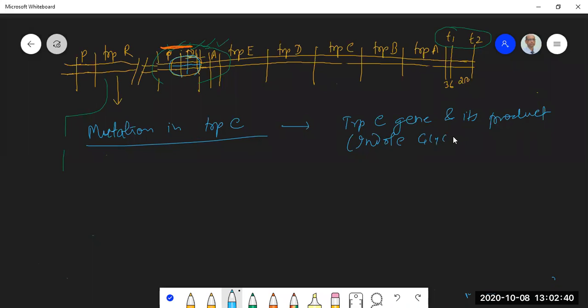Indole glycerol phosphate synthetase. This is going to be affected. trpC and its product, indole glycerol phosphate synthetase, only this is going to be affected. And it again depends on the site at which the mutation takes place. Depending upon the site of mutation, this may or may not be harmful. The point is that only that particular structural gene, its expression and its product are going to be affected.